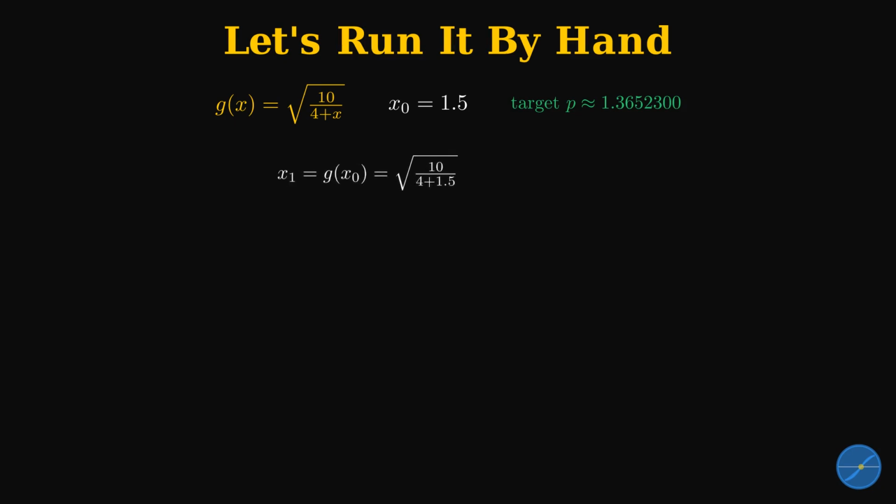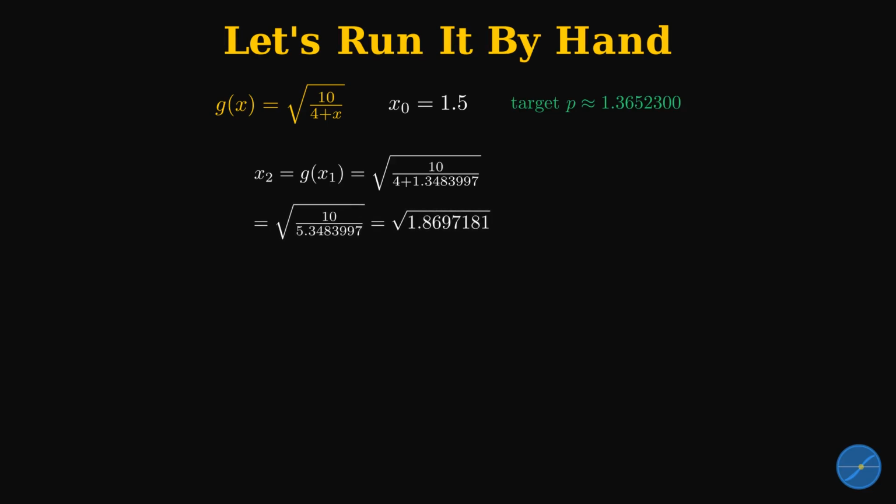We have stated the algorithm. Now let's actually run it on our cubic. Use the rewrite that worked: g of x equals the square root of 10 over 4 plus x. Start at x0 equals 1.5. Step 1: put 1.5 into g. 4 plus 1.5 is 5.5. 10 over 5.5 is 1.8181818. Take the square root. x1 equals 1.3483997.